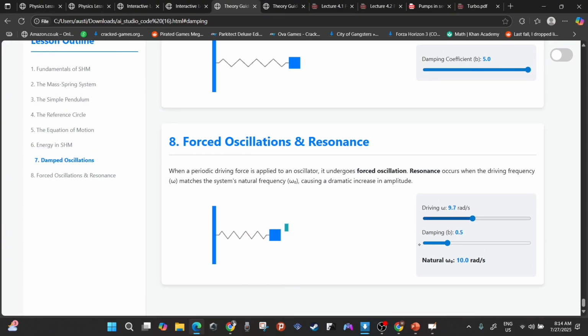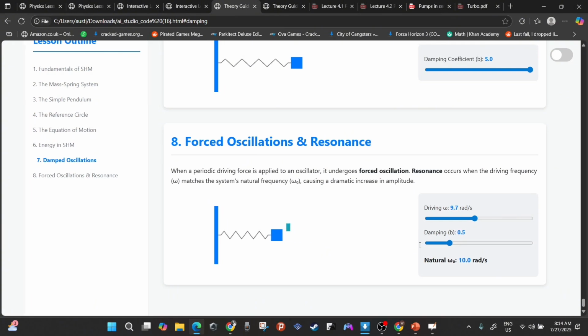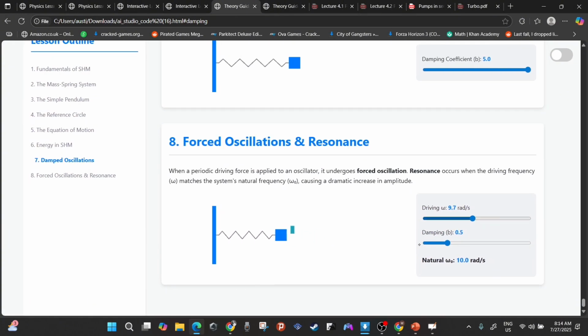Let's see what happens when the driving frequency reaches the system's natural frequency. So our natural frequency is 10 radians per second, and we're at 9.7 right now. And if you notice, it's already increasing in amplitude. So this is already starting to show effect, even though it's not at the exact point of resonance, but let's just take it there to show what happens when it actually reaches it, and just look at the difference.